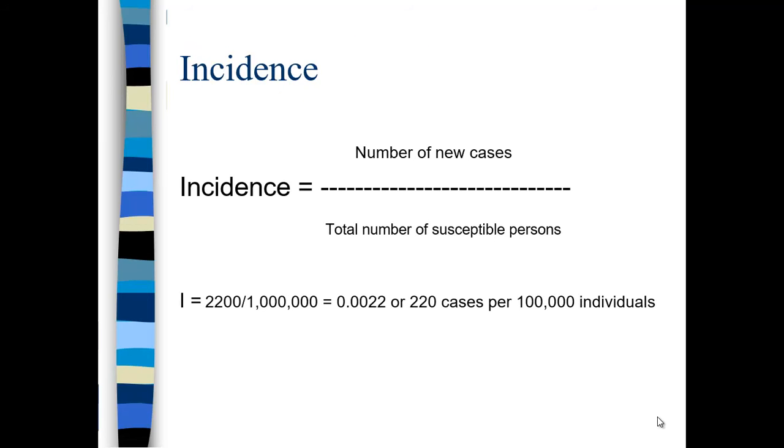When we look at incidence, incidence is only the number of cases that we see in the total number of susceptible people. If this is the disease in infancy, then we only count infants. So say, for example, we see 2,200 cases of a particular disease in a million people, then we would report that incidence as 0.0022.